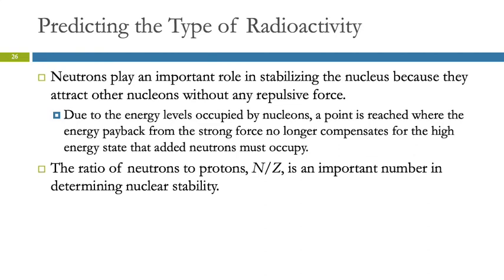So predicting which nuclides are radioactive, or what type of radioactivity they're going to undergo, is not an exact science. It's kind of, we've got some guidelines. And one of the things that's important to look at is the ratio of neutrons to protons. So N to Z. The neutrons stabilize the nucleus, right? And the protons contribute both attractive and repulsive forces.